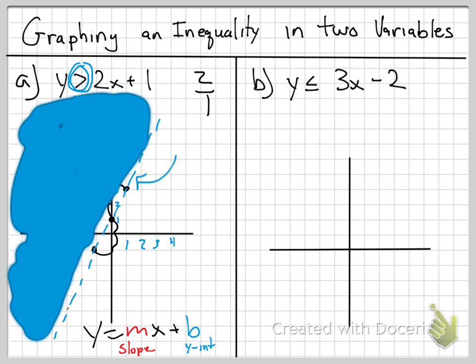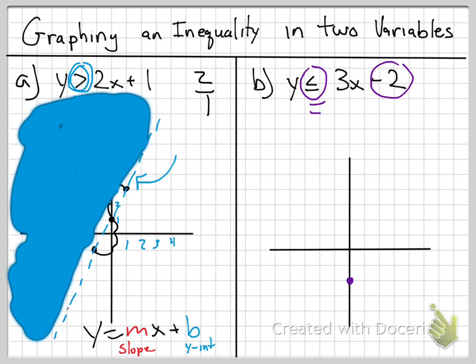I'll put the next one in purple to differentiate it from the first one. And same thing we're going to do again. We're going to pretend that's actually an equal sign, and we're going to graph it as if it were a line before we apply the inequality symbol. So we have our y-intercept of -2, and that's going to be our point there, at (0, -2).